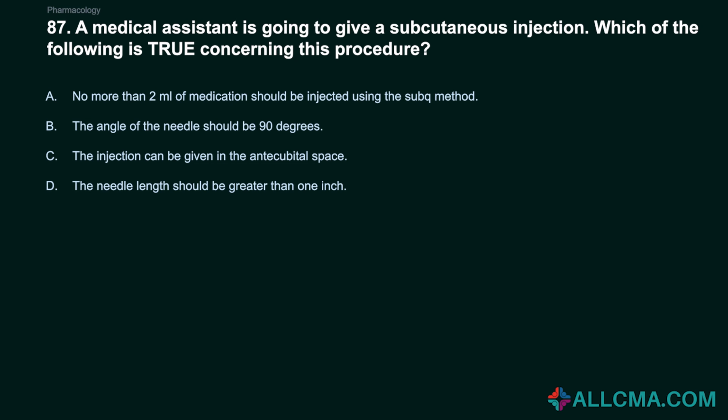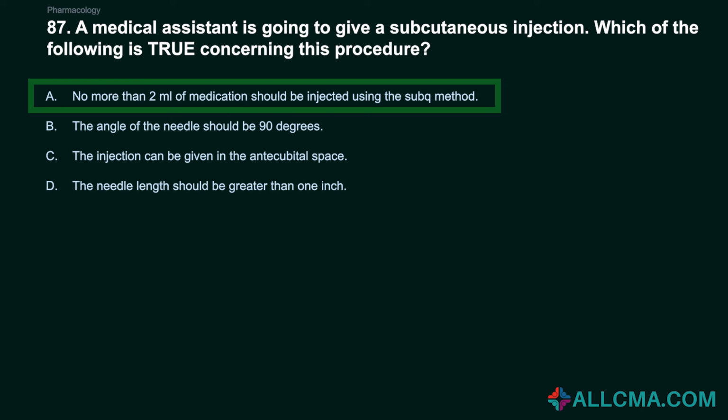87. A medical assistant is going to give a subcutaneous injection. Which of the following is true concerning this procedure? A. No more than 2 milliliters of medication should be injected using the SUBQ method. B. The angle of the needle should be 90 degrees. C. The injection can be given in the antecubital space. D. The needle length should be greater than 1 inch. Correct answer, A. No more than 2 milliliters of medication should be injected using the SUBQ method.